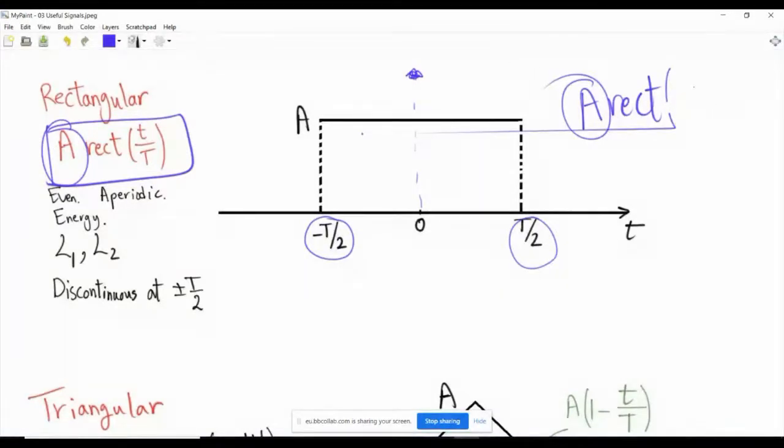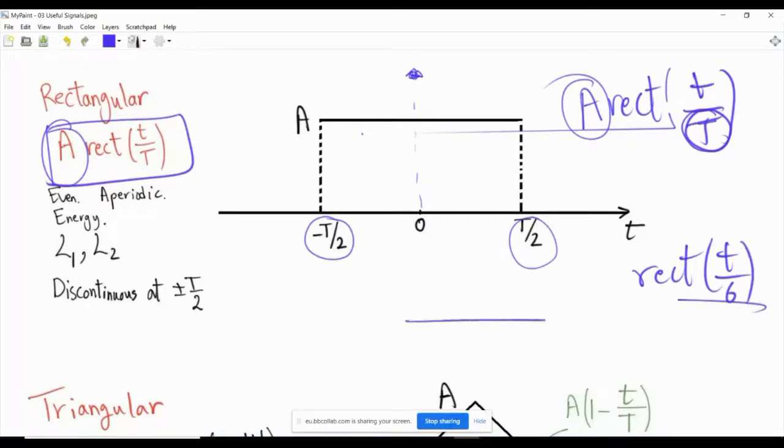Okay. So rect T over big T, let's say rect T over 6. Then when you see something like this, you know that it is a rectangular pulse going from minus 3 to 3. And if there is a 1 outside, then its amplitude is 1. Okay, so let's agree on this for the definition of the rectangular pulse.